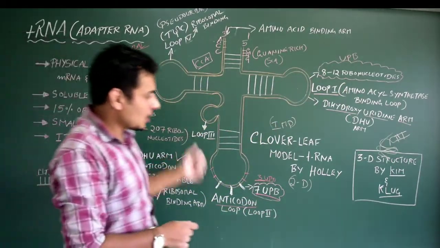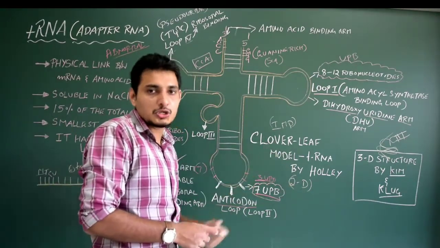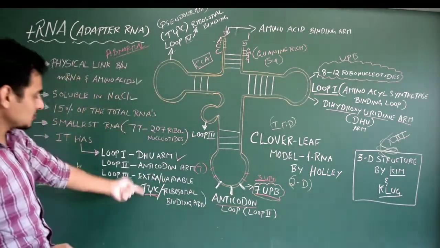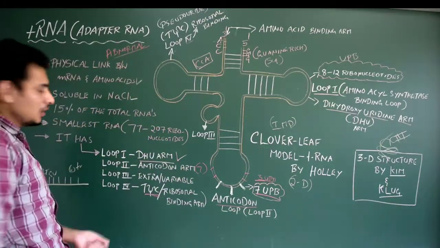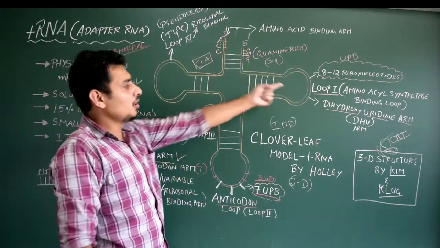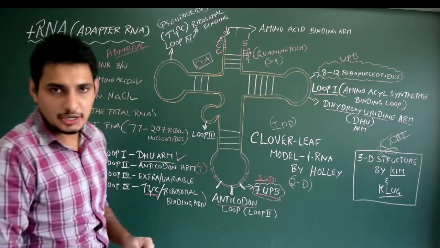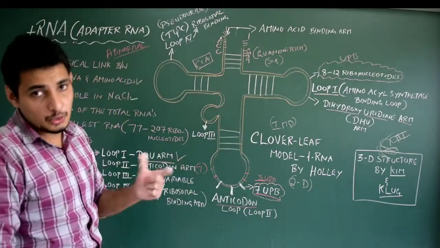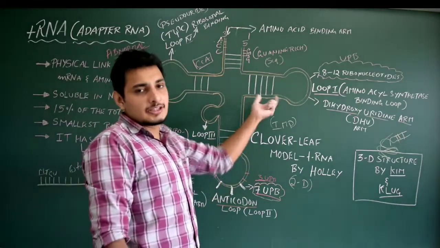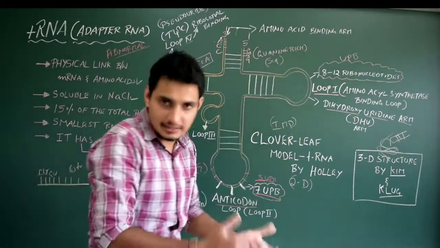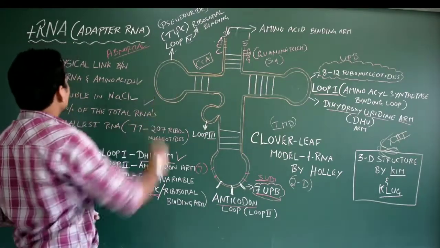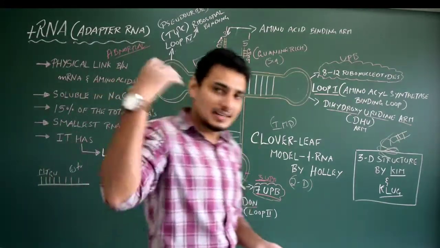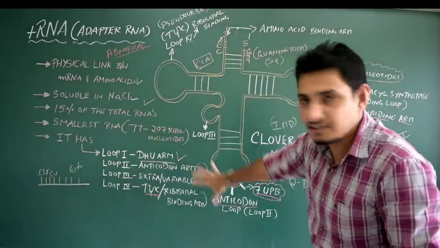Please remember Holley, who proposed the cloverleaf model. You need to write only this much. Just explanation of DHUR. What is the function of DHUR? It will bind to aminoacyl synthetase enzyme. It has 8 to 12 ribonucleotides. It is also called dihydroxyuridine R. You just write that, that's it. Very simple, very easy too. So that's all about this session, that is tRNA. Please note down each and everything. So that's all about it.